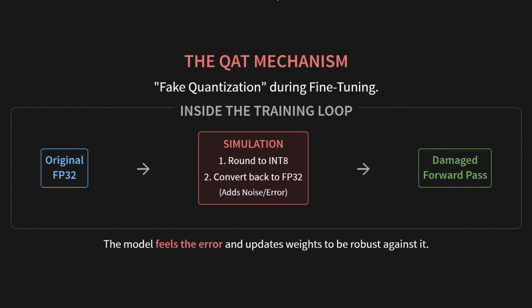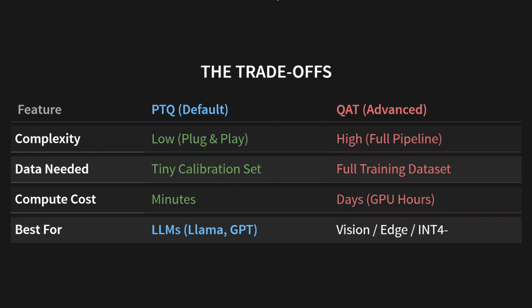So let's look at the trade-offs. As you can see in this table, the choice becomes pretty clear. For complexity, PTQ is low. It's basically plug and play. QAT, on the other hand, is high. You need a full training pipeline. For data needed, PTQ just needs a tiny calibration set, 100 samples. QAT needs the full training dataset. And for compute cost, PTQ takes minutes. QAT can take days of GPU hours.